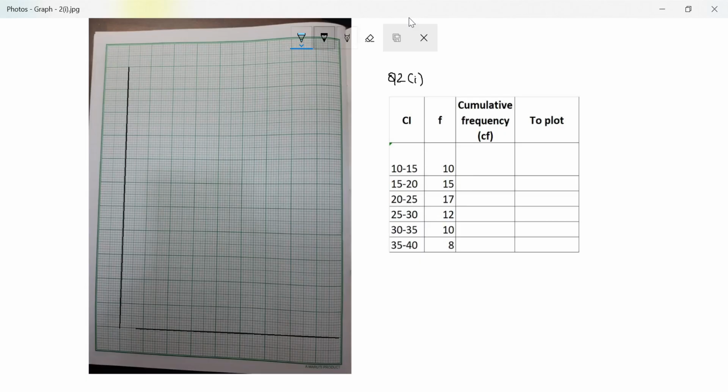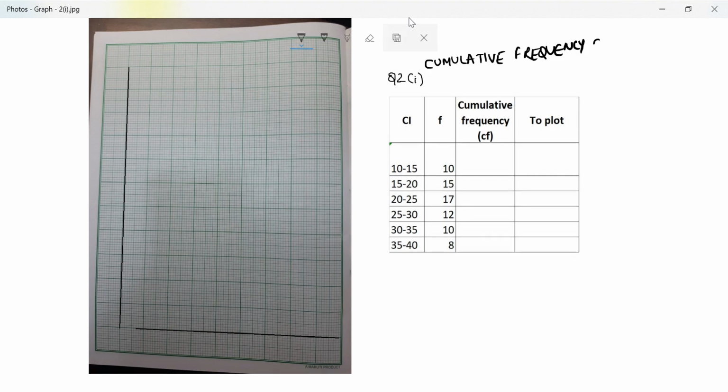Hello students, let's move on to the next question. The next question we do is question number 2, part 1. So let's read the question. The question says, draw a cumulative frequency curve (ogive) for each of the following distributions. Oh, so that's something new. It says cumulative frequency curve. We haven't done this till now.